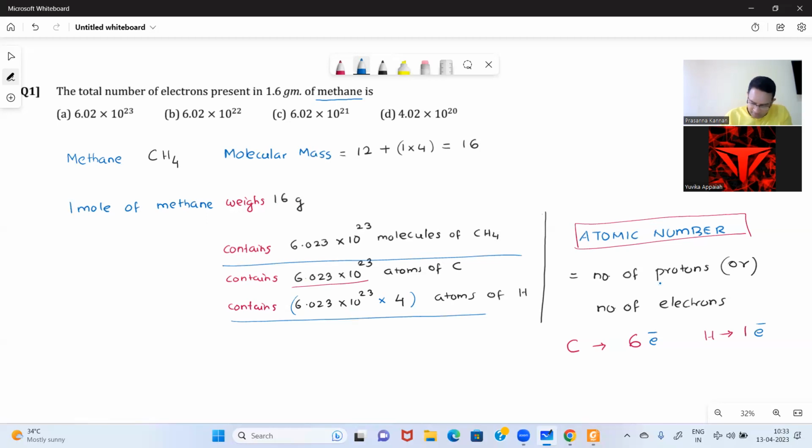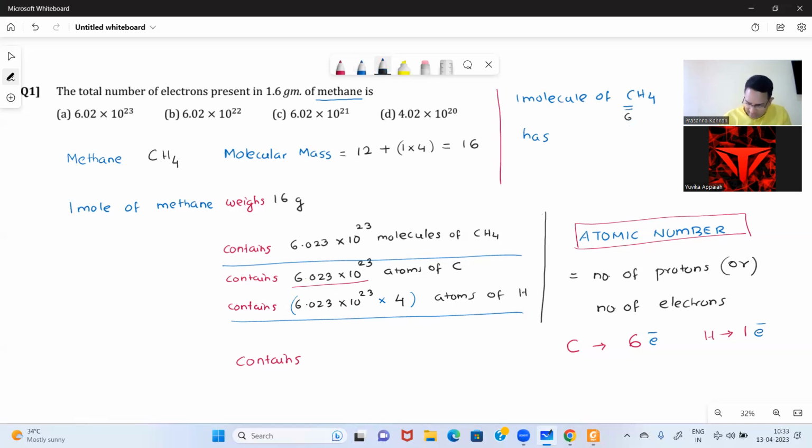So now can you tell me, if I give you 1 mole of methane, how many electrons will be there? Methane is CH4, correct? It will be 10, sir. So one molecule will have how much? 10. Yes. One molecule of methane has how many electrons, Viveka?